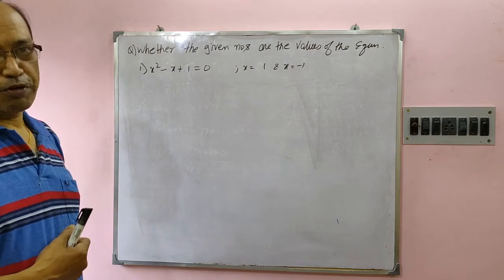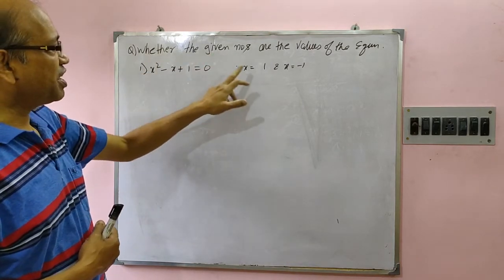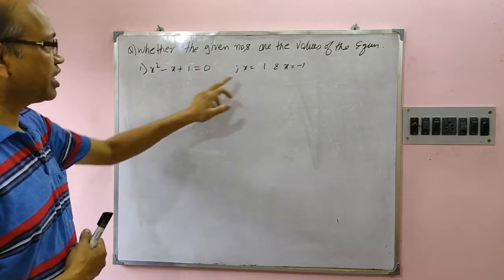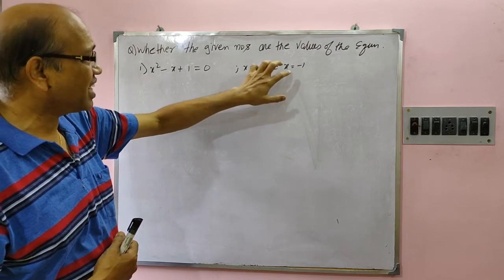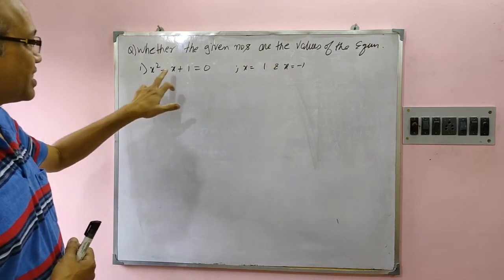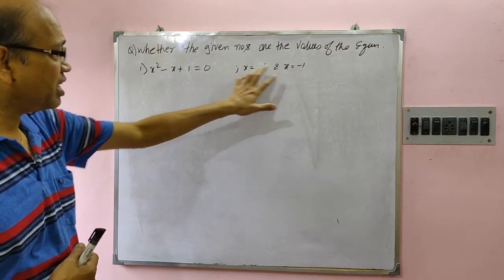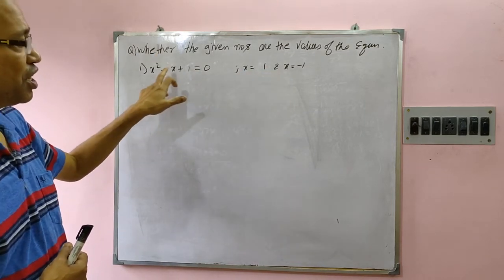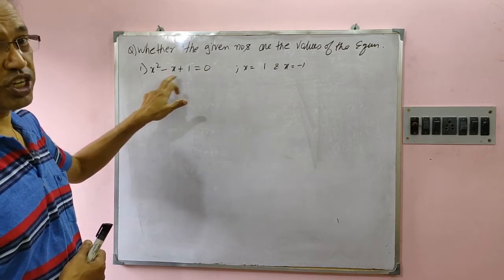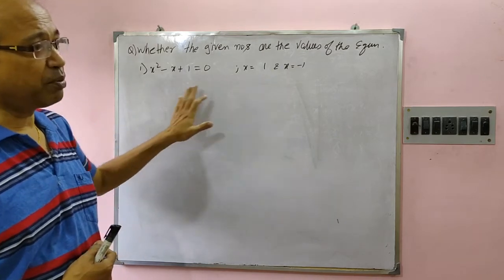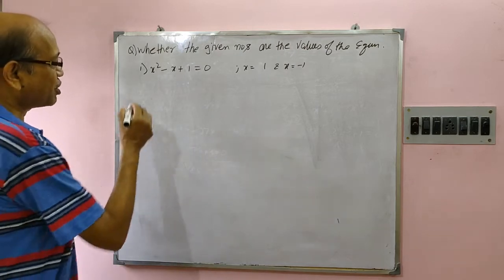This is another type of question where it is asked whether the given numbers are the values of the equation. Like say this is said x is 1 and x equals to minus 1. Do these numbers satisfy this equation? If they satisfy the equation, then they are the values of the equation, and if they do not satisfy, that means they are not the values of this equation. Let us see first.